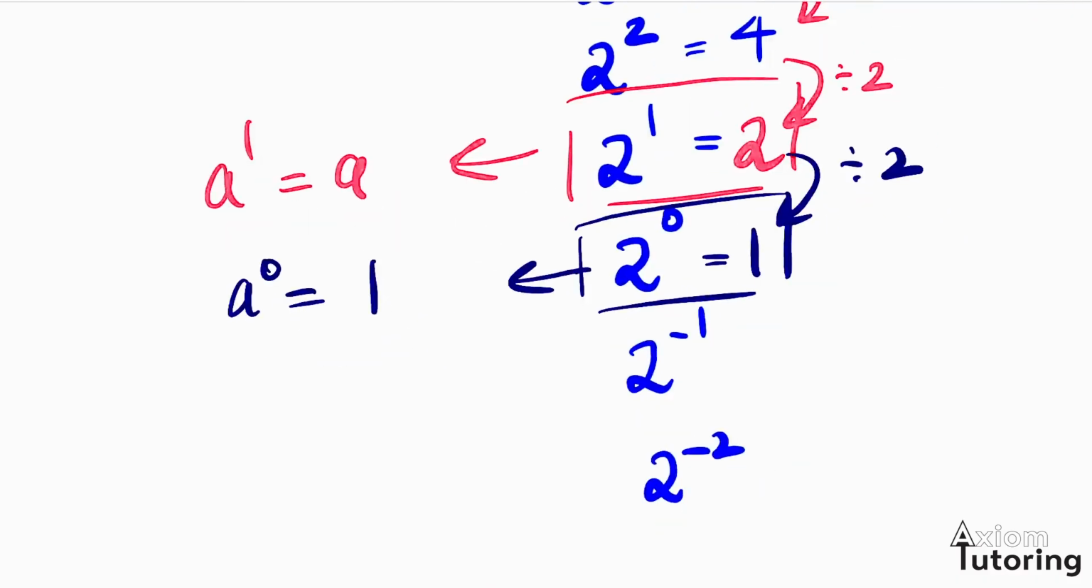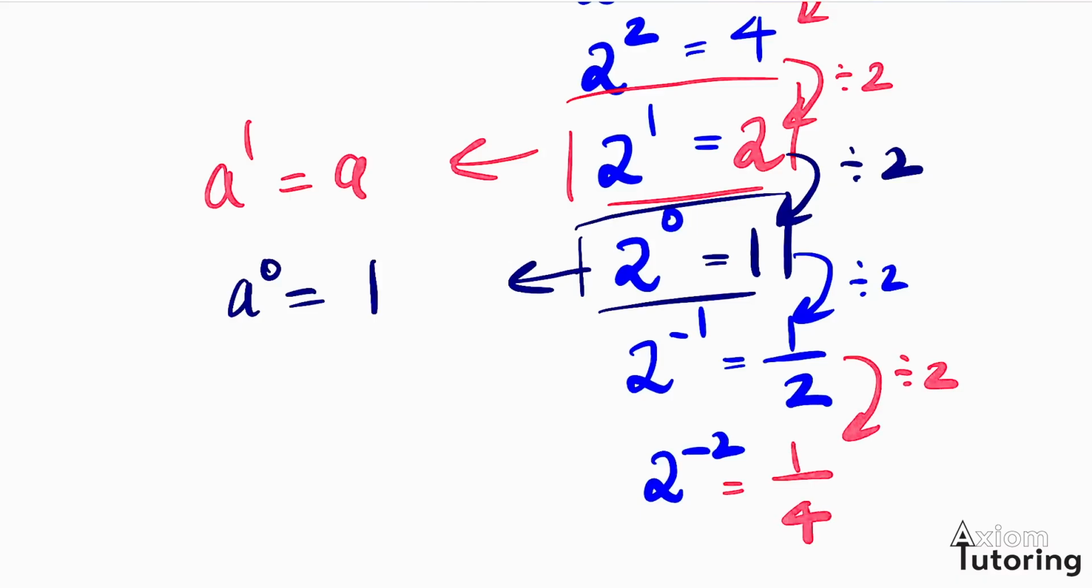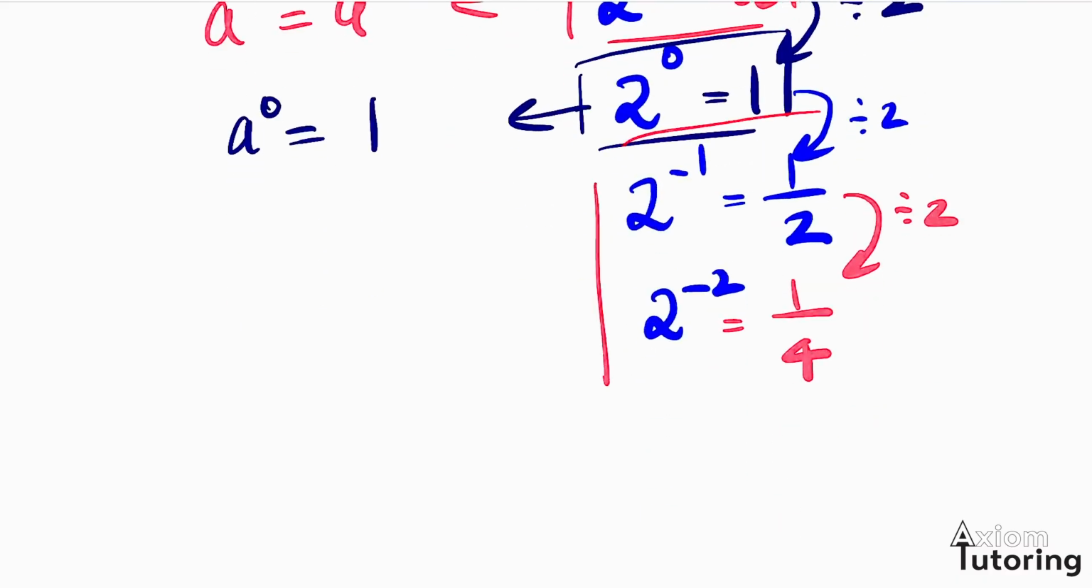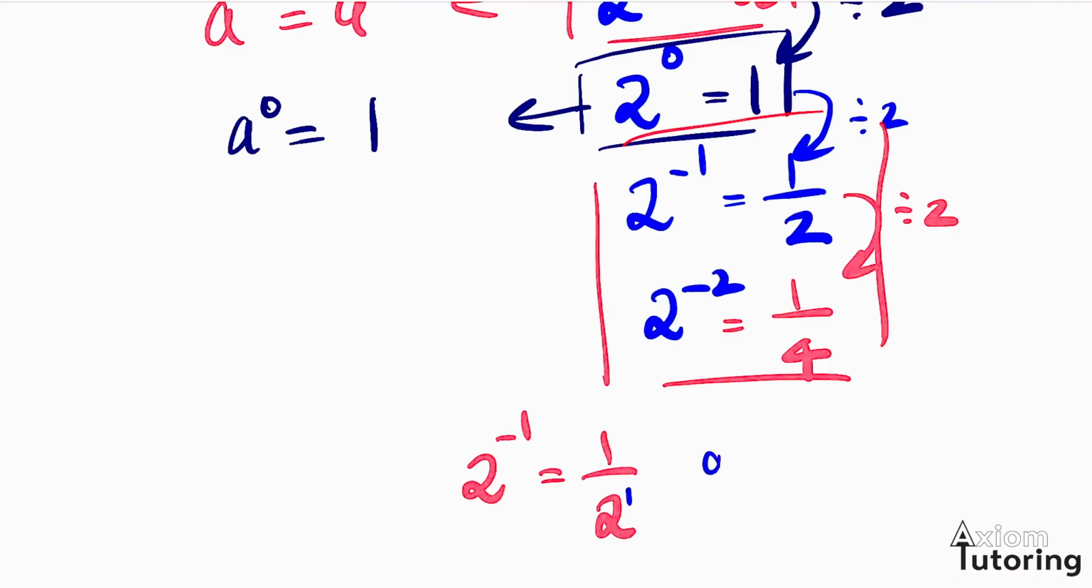Let's look at what happens if we continue that pattern into the negatives. 1 divided by 2 is 1 over 2. 2 to the negative 2, we just continue dividing by 2. That's 1 over 4. So 2 to the negative 1 is 1 over 2. And 2 is the same as 2 to the positive 1. And 2 to the negative 2 is 1 over 4, where 4 is the same as 2 squared.